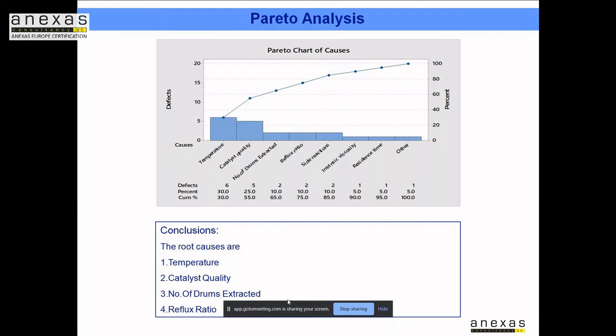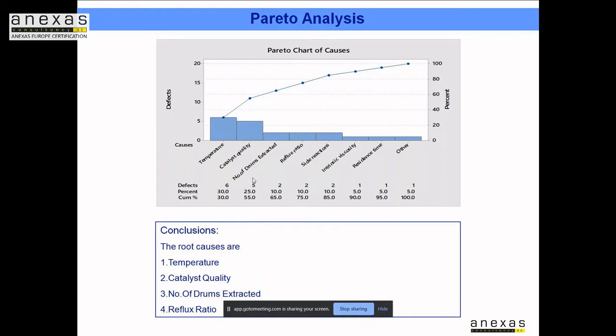Yeah, please, we are listening. You can tell. Sir is also listening. Anil is also there. So yes, temperature. Then what is the second one? Catalyst quality. Then the third one. Number of drums extracted. Okay. And the fourth one, reflux ratio.